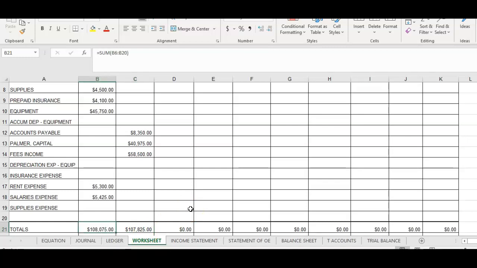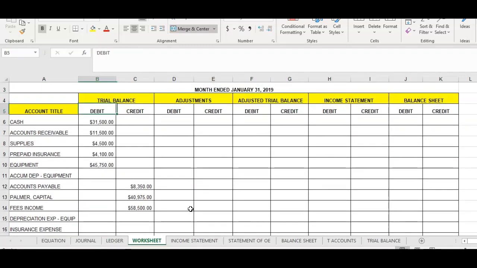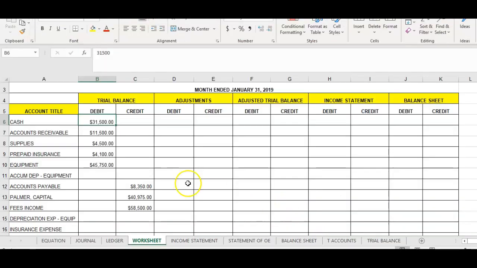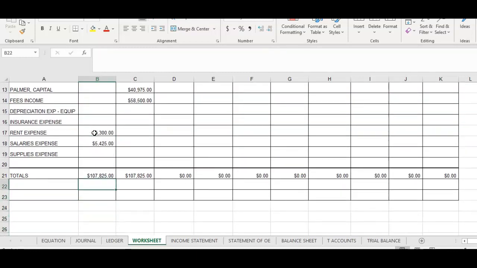Teaching moment. So most likely because Excel did the work for me in the form of the calculations, I must have transposed a number. So let's check 31,500, 11,000. There it is. That should be 11,250, not 11,500. Okay, so now that I put in the correct number, there we go.